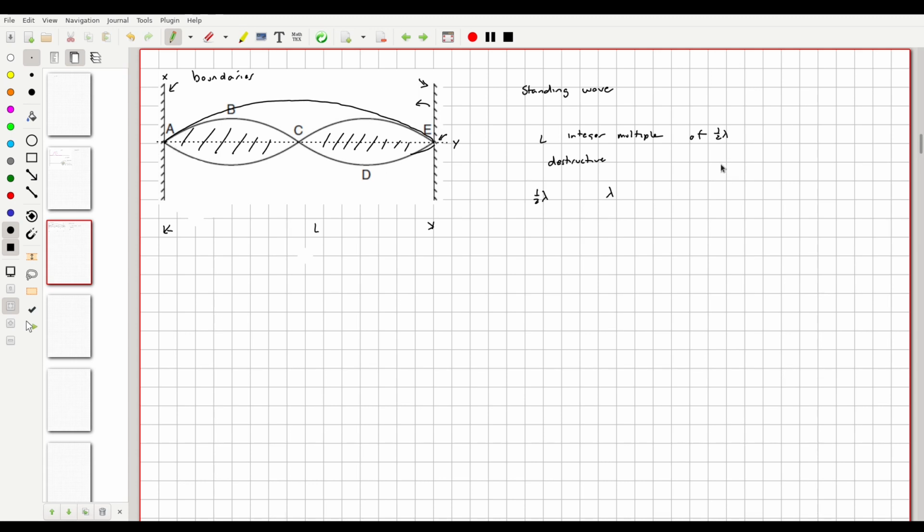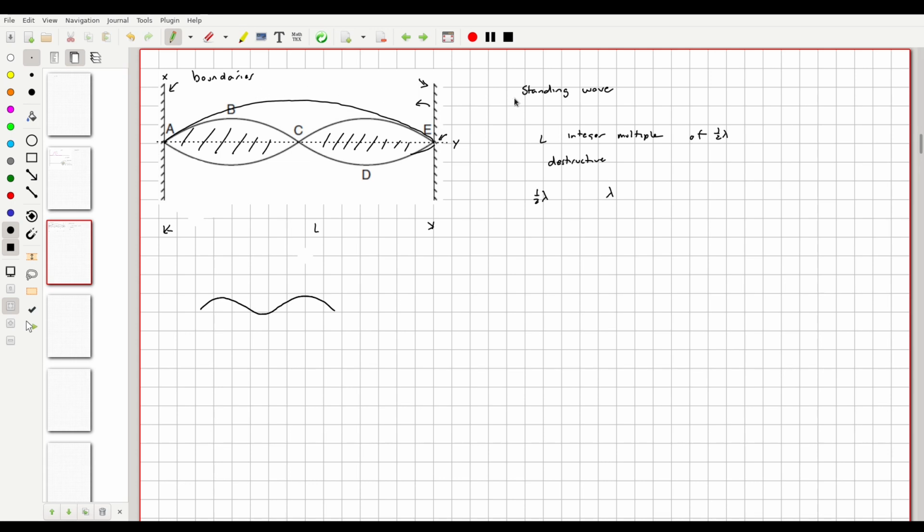You could also fit, you know, 3/2 of a wavelength on here, which would look more like that, where you have one full wavelength and then a half at the end. So it might look something like this.